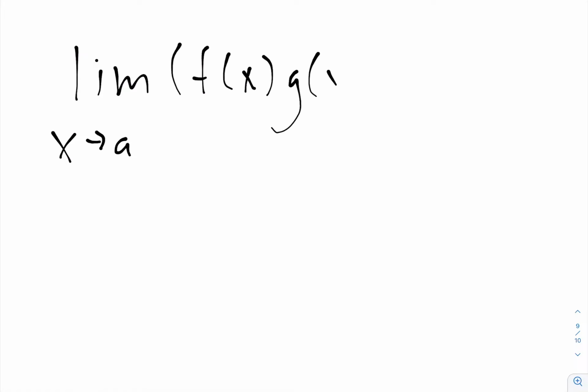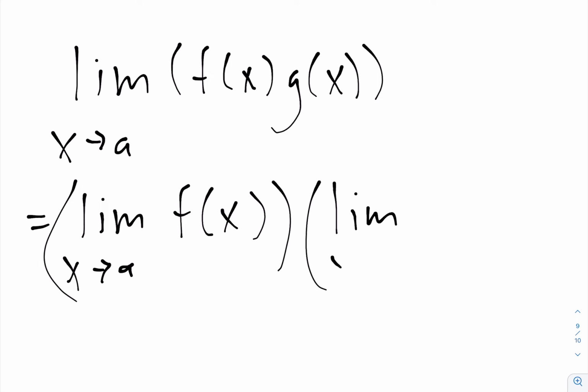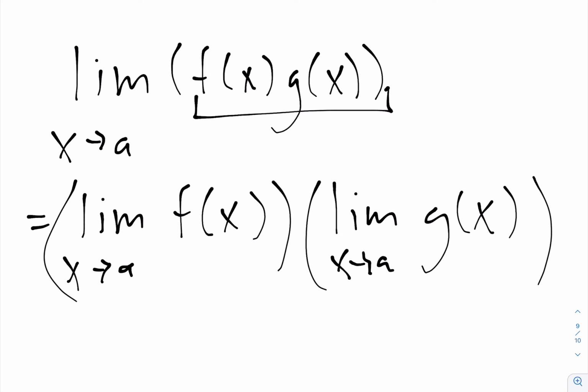Okay, two more properties I want to go over. Limit as x approaches a. Let's say we're finding the product of two functions, so f of x times g of x. That's going to be the limit as x approaches a of f of x, which is some number, times the limit as x approaches a of g of x. So the limit of two products is just the product of the two limits.